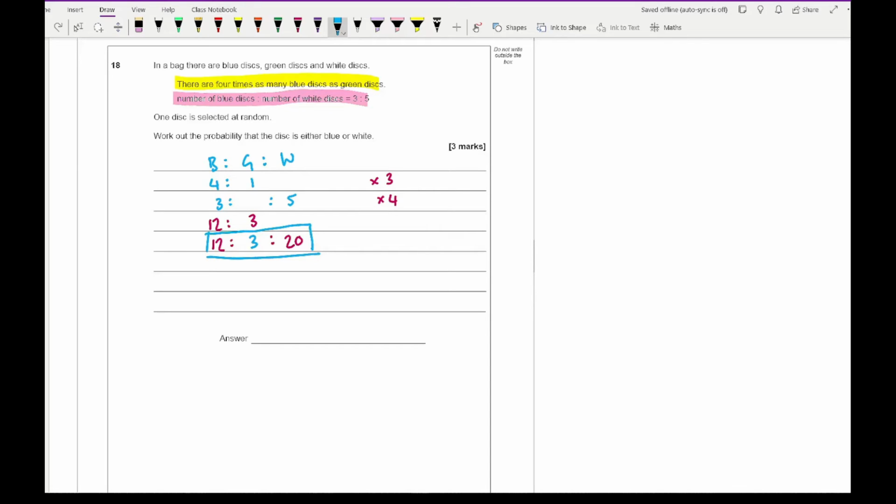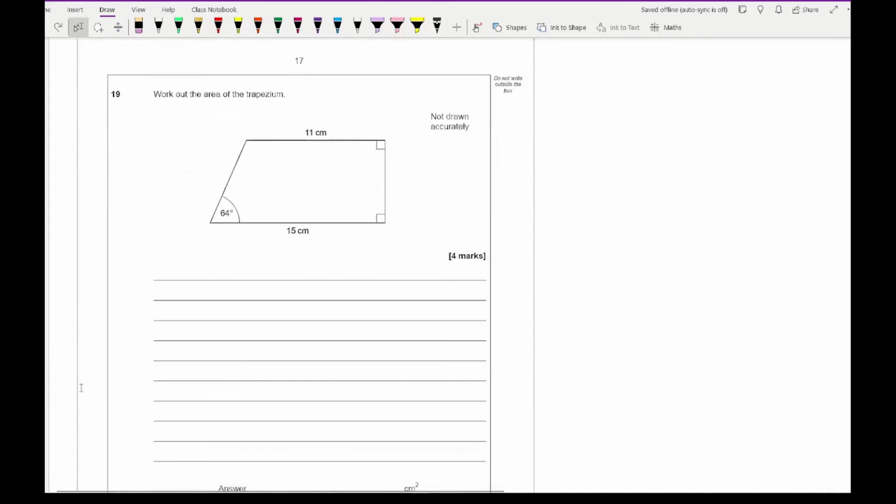So from this, if you imagine that in total, I've now got a total of 35 parts, and of those parts, how many are blue and white? Well, blue and white is going to be 32 out of 35, and that can't be simplified, so there is my final answer.